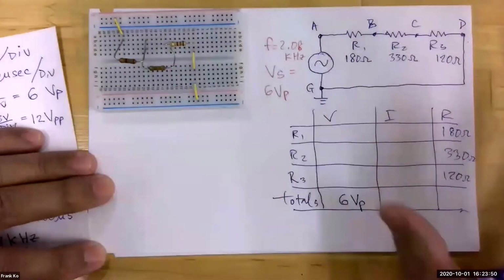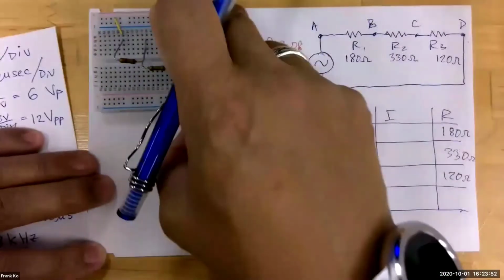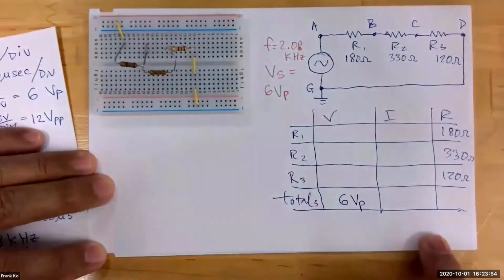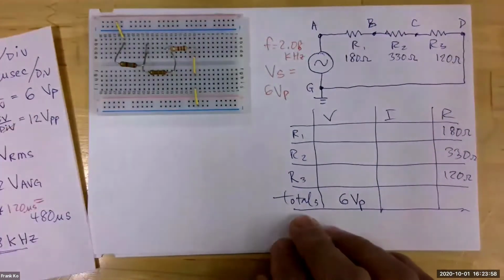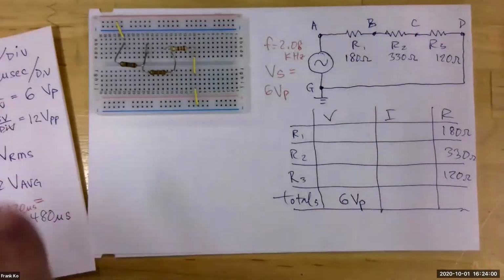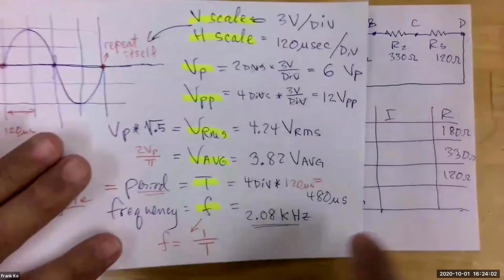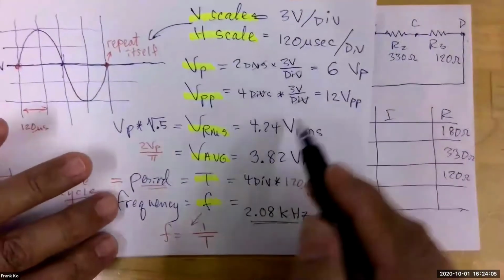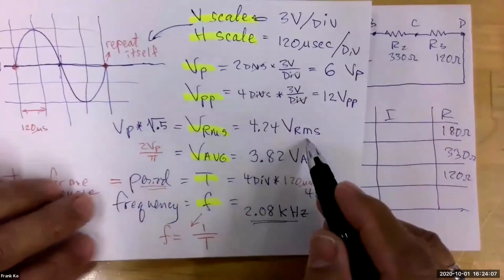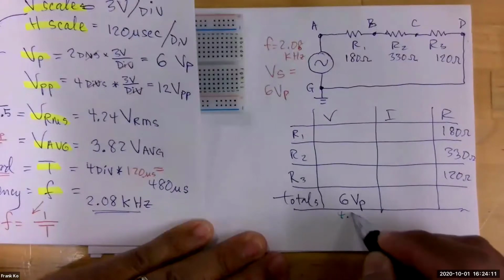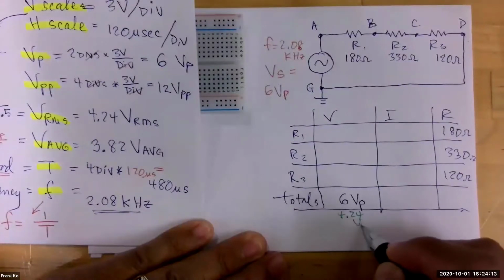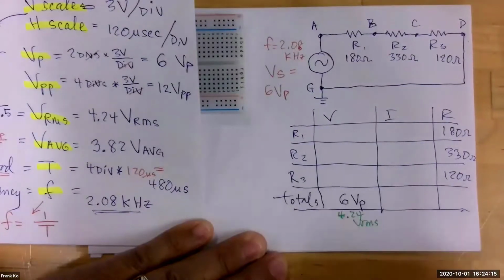Let's do it this way first, because we'll do the analysis using Multisim, and then we'll do another analysis using the RMS values. All right, so 6 volt peak, and the RMS equivalent to this that we determined earlier, we had a 6 volt peak and an RMS is 4.24 VRMS. I'm going to write this down here. This is 4.24 VRMS. Just write that down there.